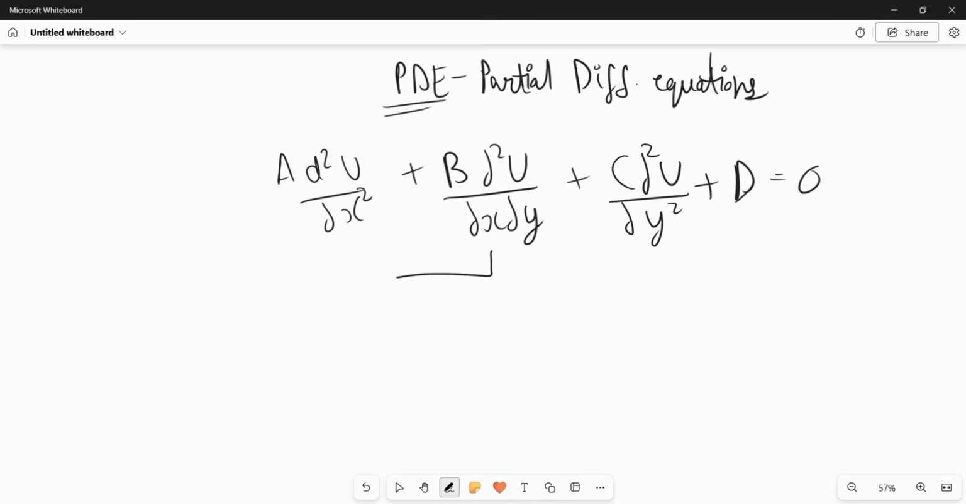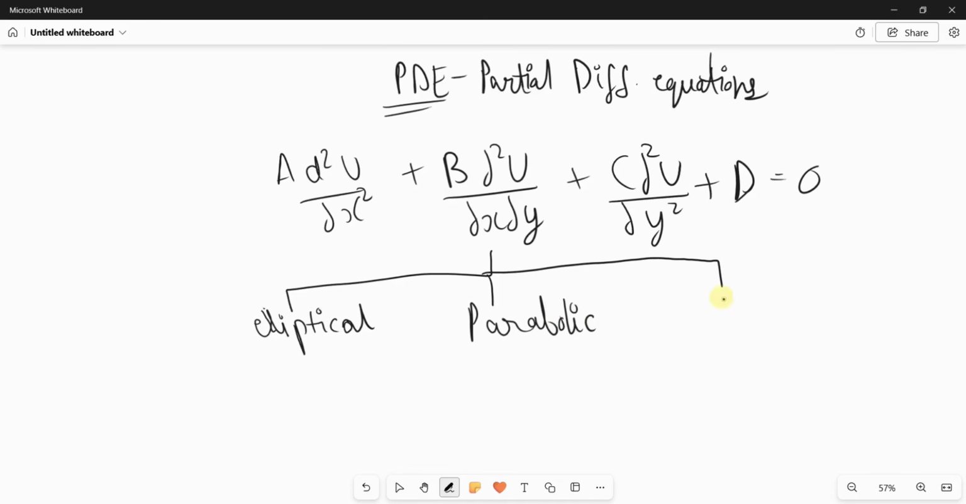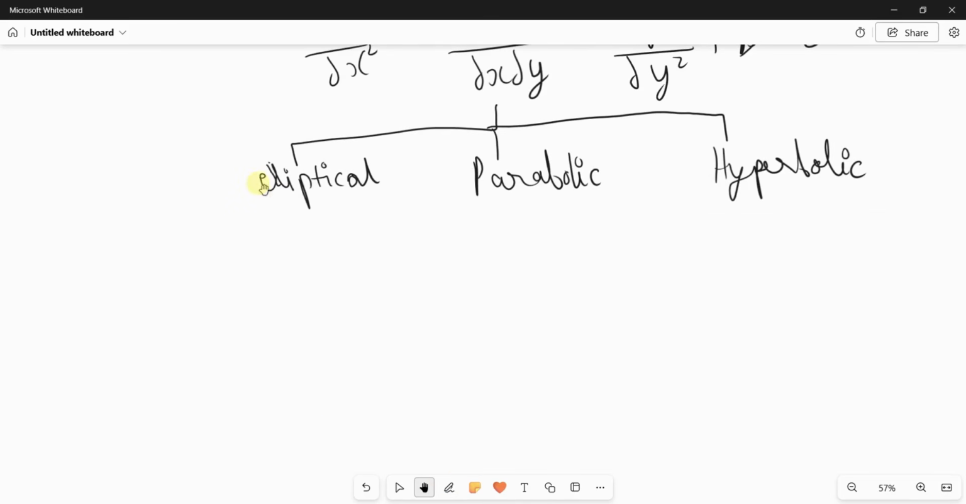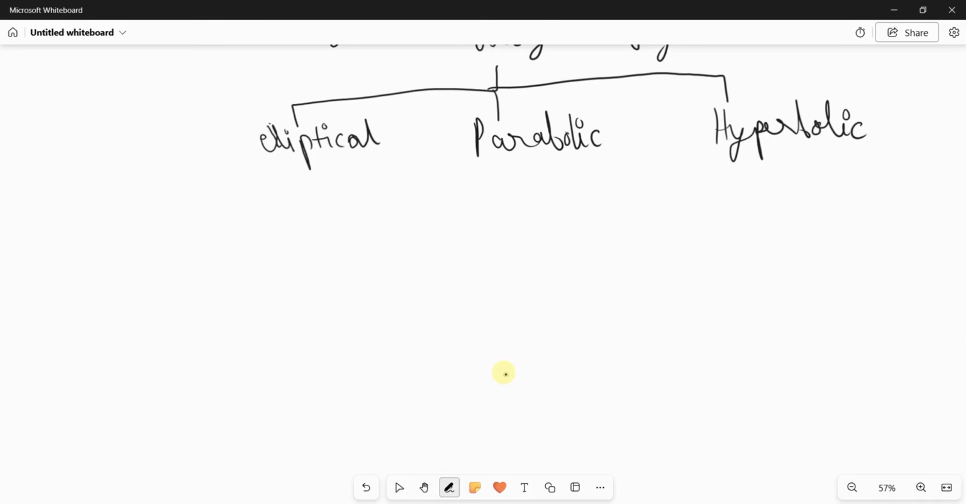And so now you can divide into three. One, you have elliptical, you have parabolic, and you have hyperbolic. So these are just to define a partial differential equation into three forms. This will be useful in order to solve equations once you have categorized into one of them.